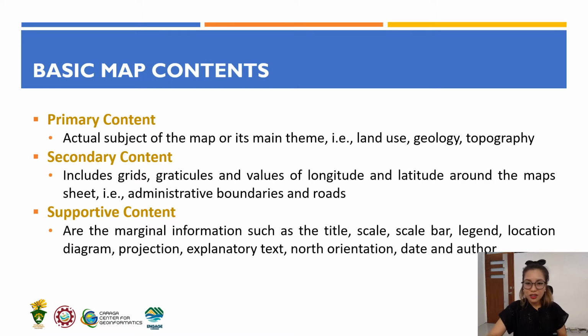Okay. So these are the map contents, just the basics. These are the basic map contents. We have the primary, secondary, and supportive content. When you say primary, of course, we have the actual subject of the map or its main theme: land use, geology, topography. The secondary content includes the grids and graticules. Grids and graticules are like the crosshairs you see on maps, and the values of longitude and latitude around the map sheet.